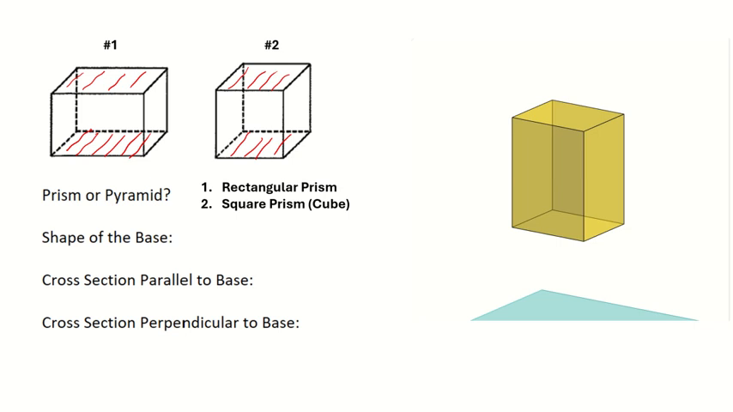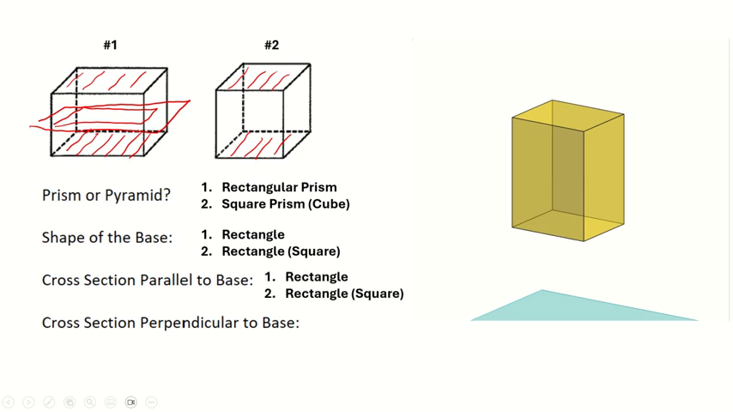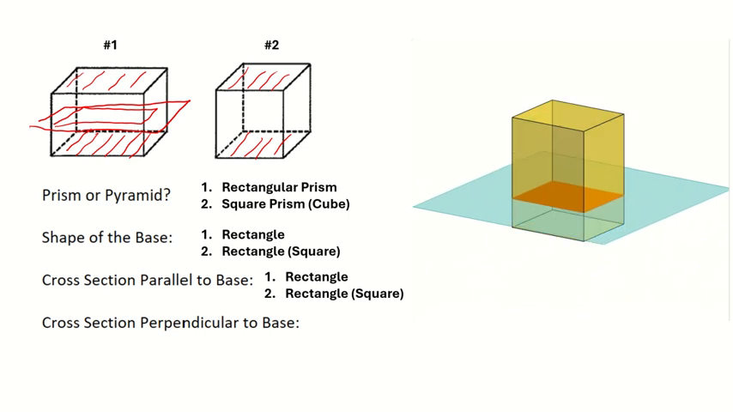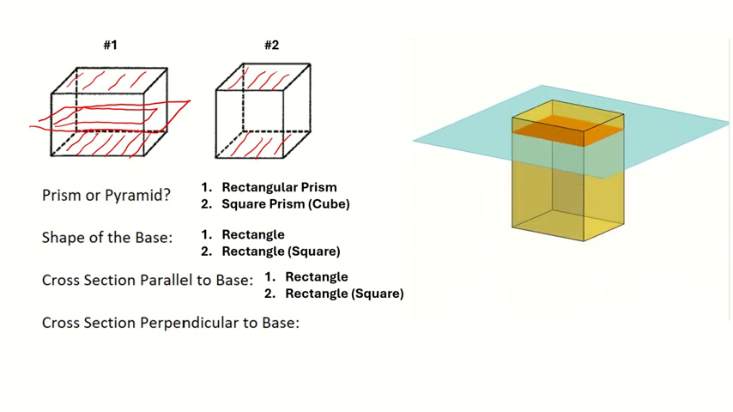But either way, they're both technically rectangles because a square is a rectangle. So for the shape of the base, I put rectangle for both of them. Now, if I slice parallel to the base, notice that the shape I get is going to be rectangular. I'm going to get a rectangular cross section. So let's show you that in the animation. If I slice parallel, you can see I get that rectangular cross section, or square if it's a cube.